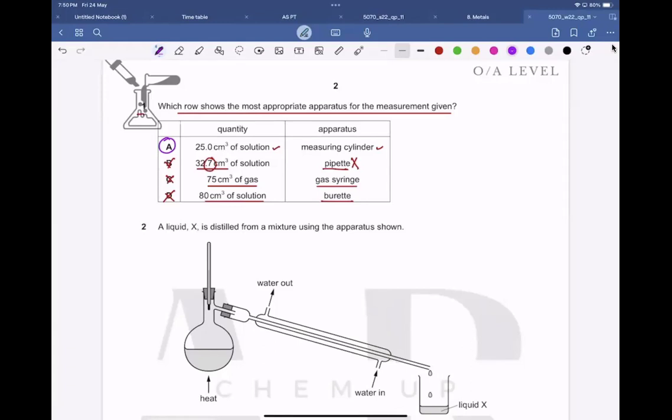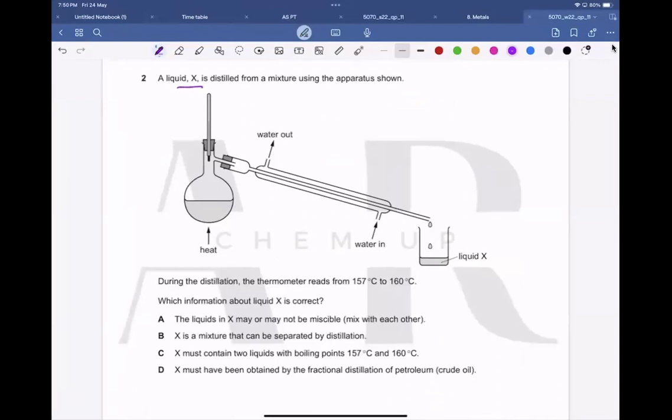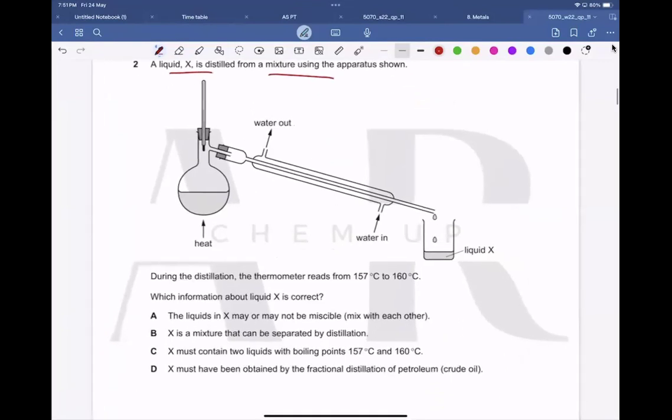Okay, now question number 2. A liquid X is distilled from a mixture using the apparatus shown. During the distillation, the thermometer reads 157 to 160 degrees Celsius. What information about liquid X is correct?